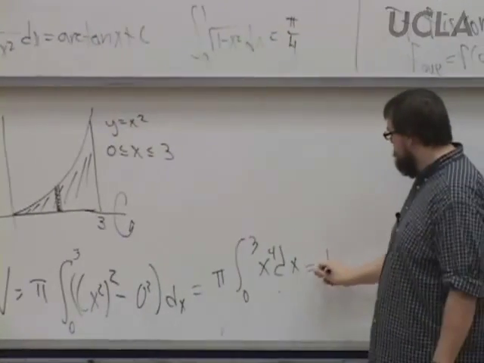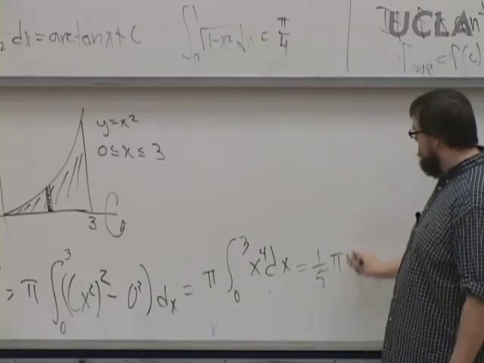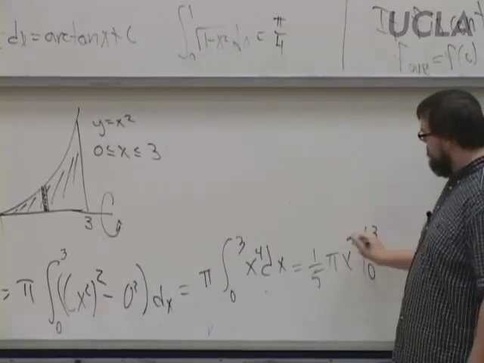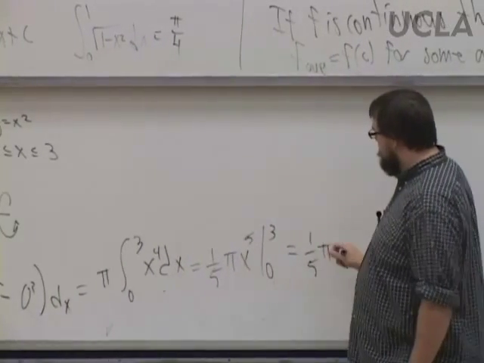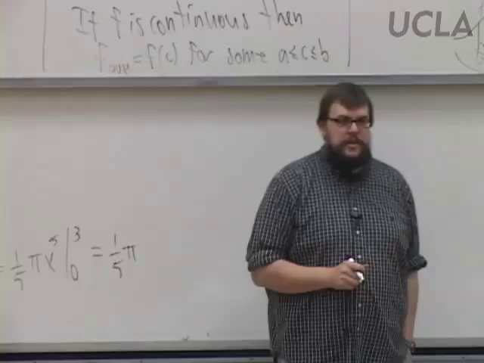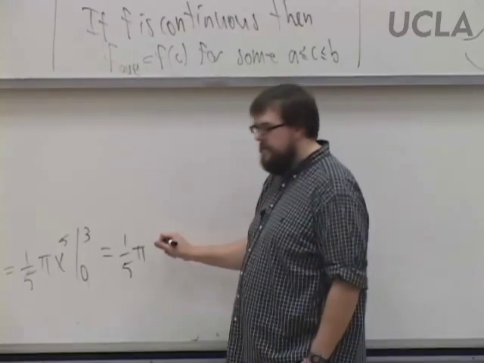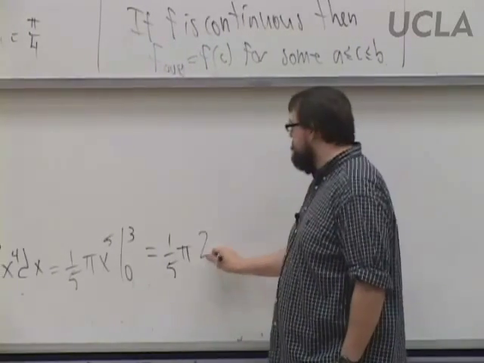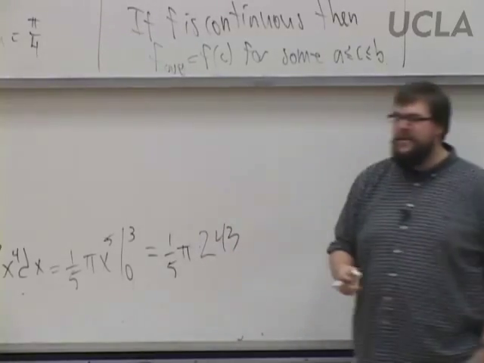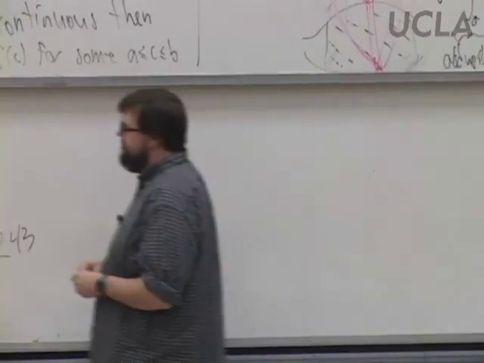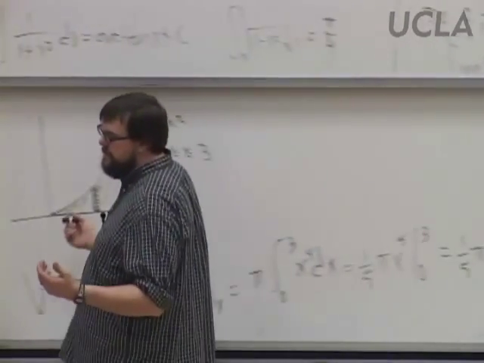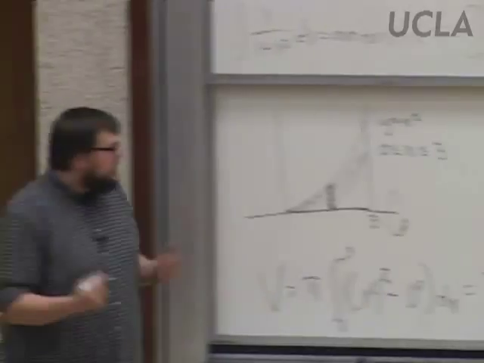So this is 1/5 pi x to the 5th evaluated from 0 to 3. So that's 1/5 times pi times 3 to the 5th. And 3 to the 5th is? That's right. It's 243. Good. And there we go. So 1/5 pi times 243. All right, that was pretty simple. Let's shake things up a little bit.